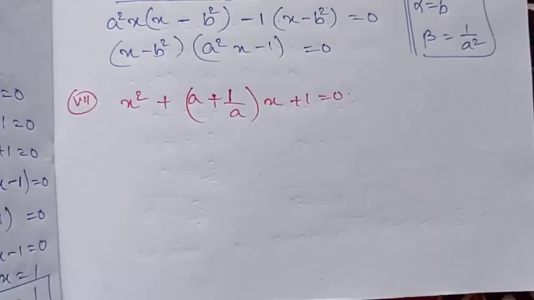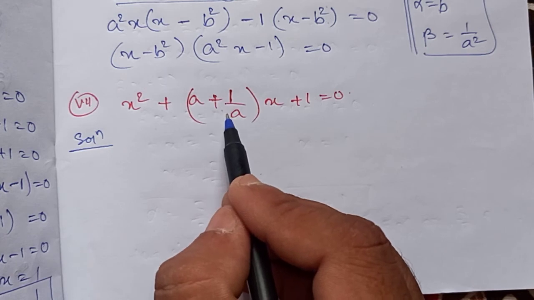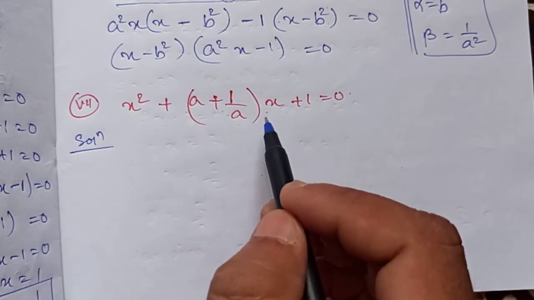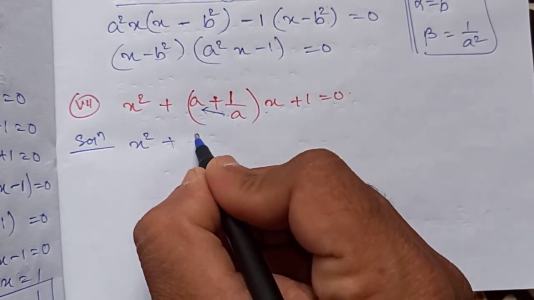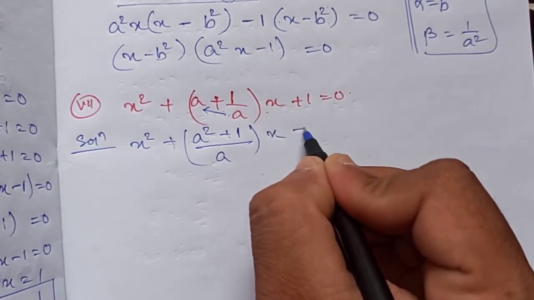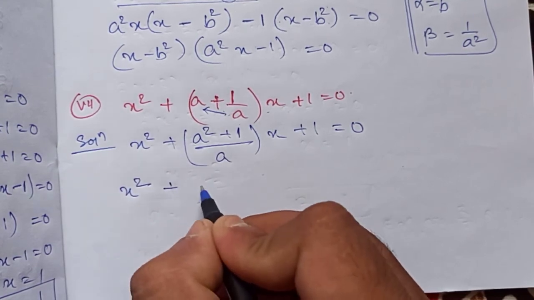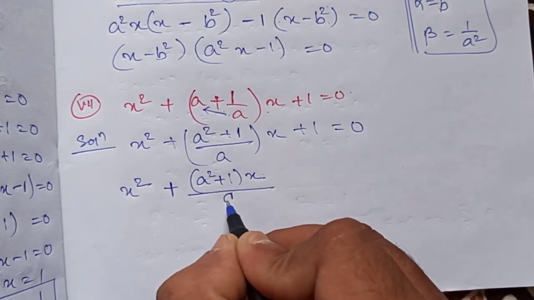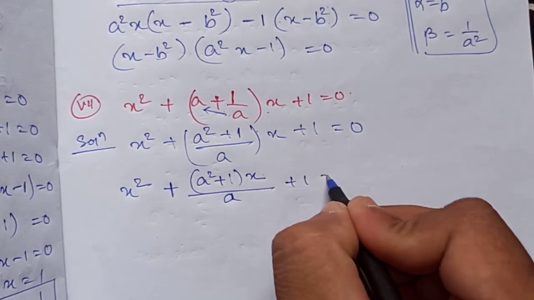Okay, next bit. Now the seventh bit is given: x square plus 1 inside bracket a plus 1 by a, into x plus 1 equals 0. First of all we will arrange this in the standard form, then only we can solve it. So x square plus, multiply a here, a square plus 1 by a into x plus 1 equals 0. So x square plus a square plus 1 into x divided by a, and the whole thing plus 1 equals 0.